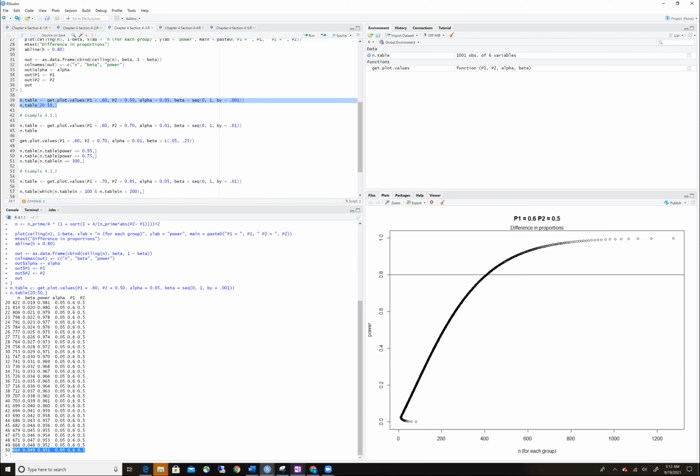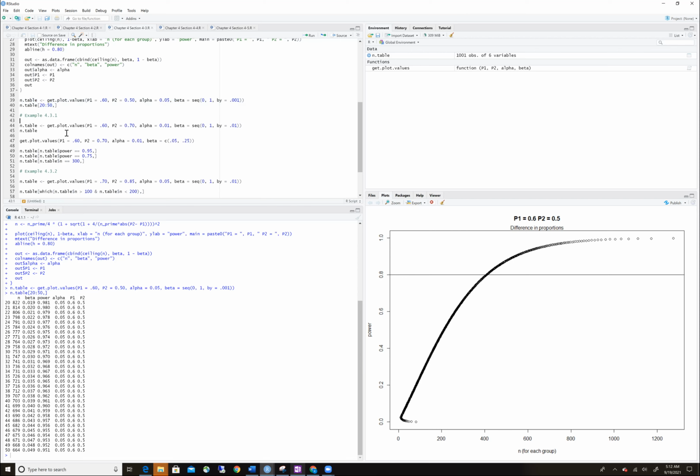Or similarly, we could ask, where do we achieve 98% power? So 0.98. I would need a sample size of 814 for each group. My beta would be 0.02, same alpha level, same P1 and same P2. This is nice because with this function, we didn't have to recalculate every single time that we changed our beta.